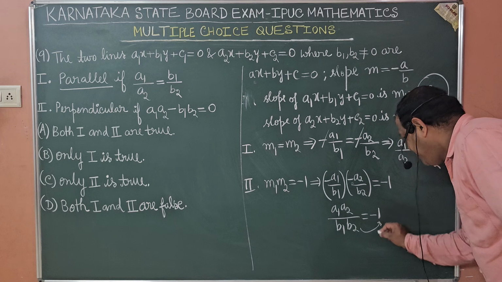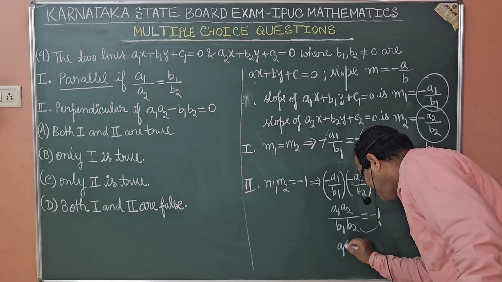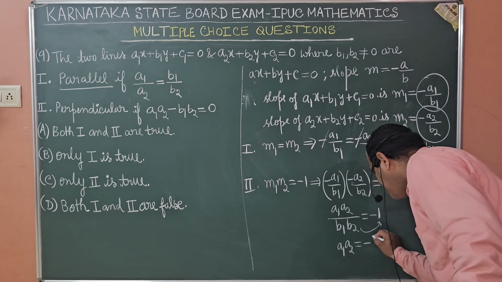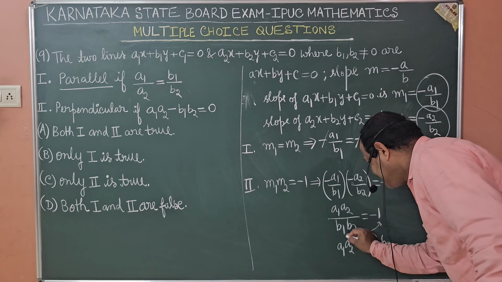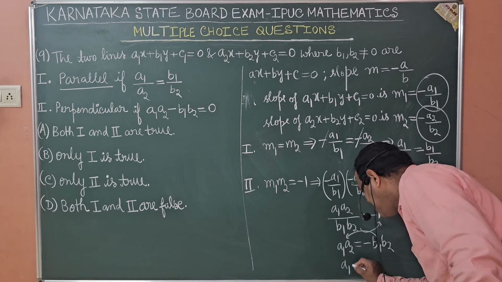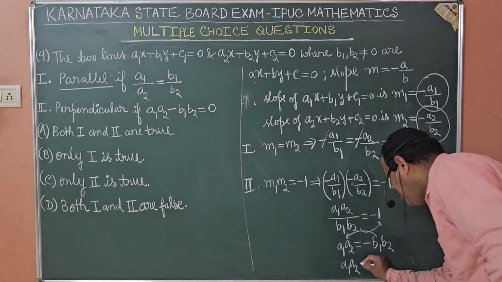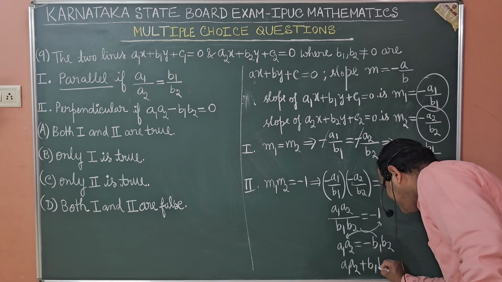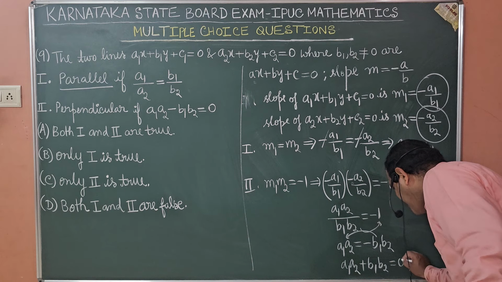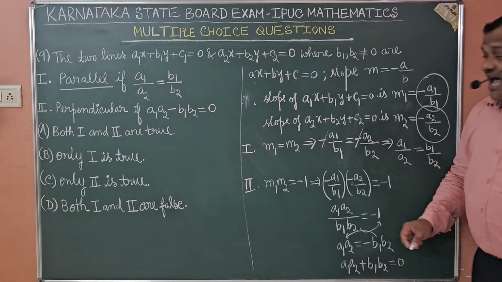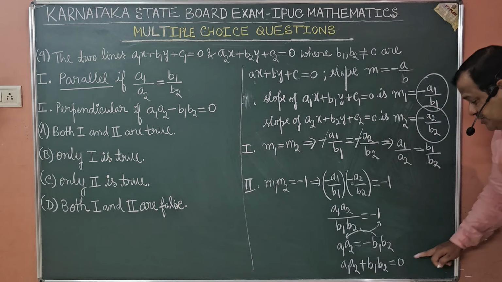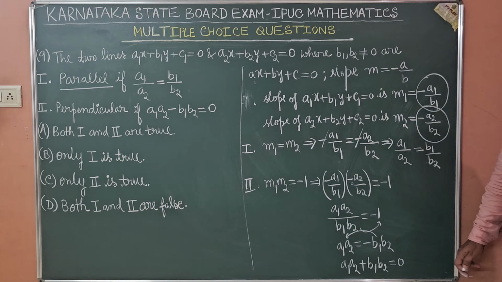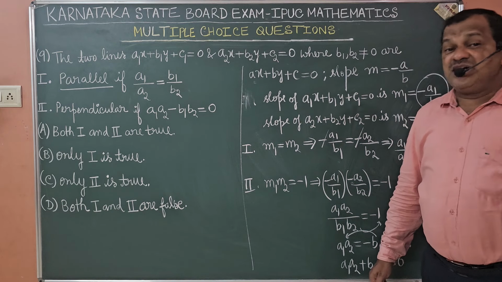On cross multiplication, I get a1a2 = -b1b2. Now I transpose -b1b2 to the left and get a1a2 + b1b2 = 0. Whereas the condition they have given is a1a2 - b1b2 = 0. Therefore, statement 2 is false.